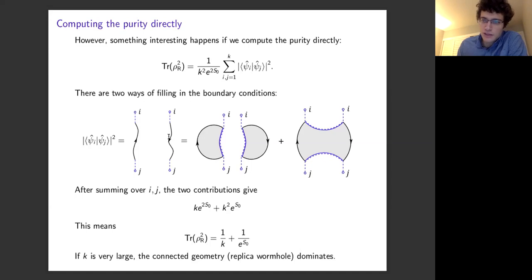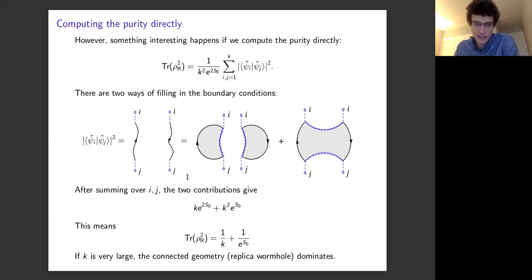And the essential point, the point that underlies all of this, is that there are two different ways of filling in these boundary conditions. There's one way where we fill them in separately and independently. We get two copies of the same calculation that we did on the previous slide, two copies of this disk. But another thing we can do is fill it in with a connected geometry, like this one here. This is also a valid solution with these boundary conditions. So if you ask gravity what the answer for the quantity on the left-hand side is, it tells you it's the sum of these two terms.